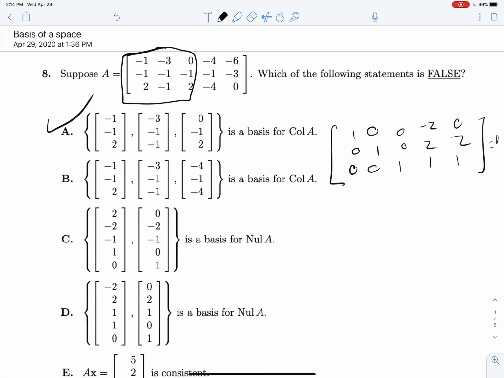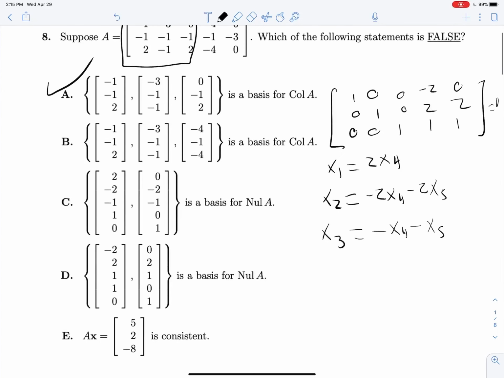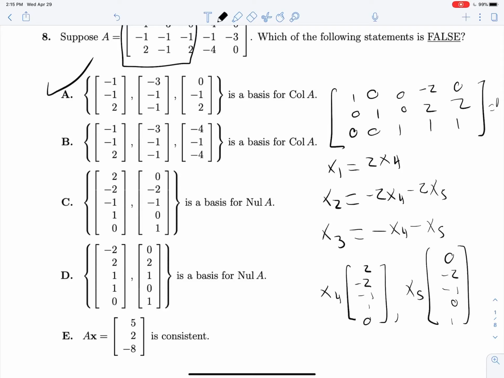Well, if we set this equal to the zero vector, we can rewrite row one as x1 is equal to 2x4. x2 is equal to -2x4 - 2x5. x3 is equal to -x4 - x5. So if we want to make an x4 vector, x1 is 2, x2 is -2, x3 is -1, x4 is 1 for itself, and then 0. And then if we want an x5 vector, we will get 0, -2, -1, 0, 1. So let's see if we can match this up with any of our answers. So C is most definitely the null space there. So that is all good.